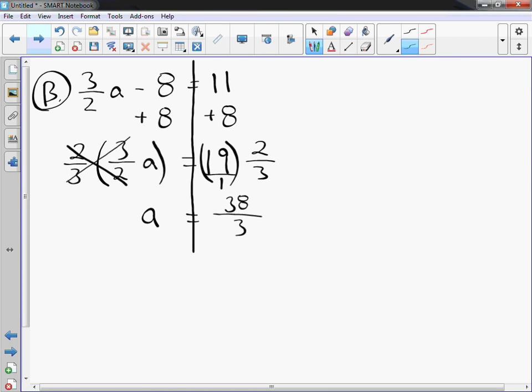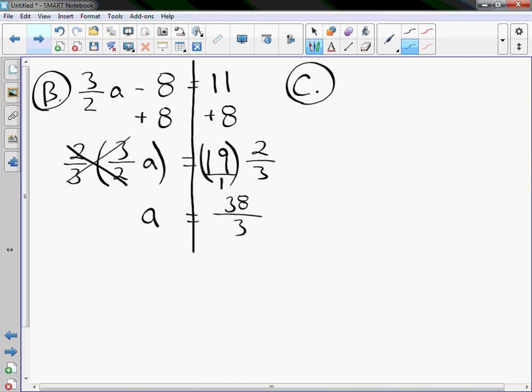Okay, that one doesn't reduce. You can change that into a mixed fraction if you want. Let's see, 3 goes into 38 what? 12 times, and there's a remainder of 2, so 12 and 2/3 would be that one. Okay, let's look at another one.